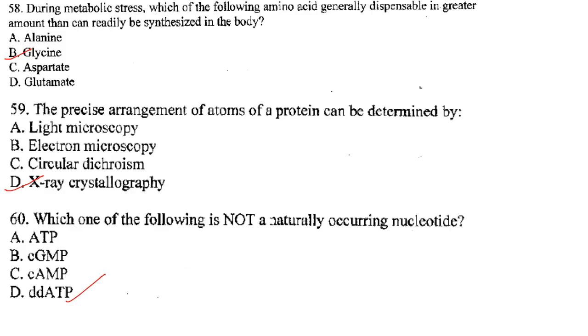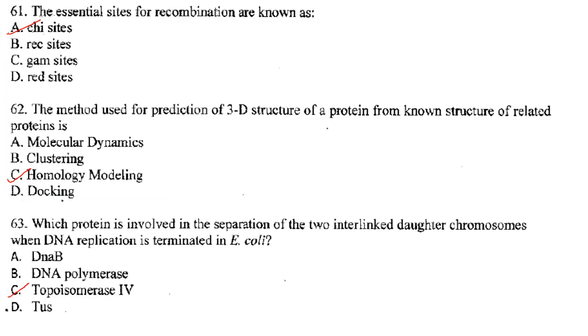Next one. During metabolic stress, which of the following amino acids is generally dispensable in greater amount than can be readily synthesized in the body? So it is glycine. Answer is option B. Then next one. The precise arrangement of atoms of a protein can be determined by. So they can be determined by X-ray crystallography. Answer is option D. Then which one of the following is not a naturally occurring nucleotide? So ATP, cGMP, cAMP, all these are naturally occurring, but ddATP, it is not naturally occurring. It is used for Sanger sequencing. Answer is option D. Then next one.